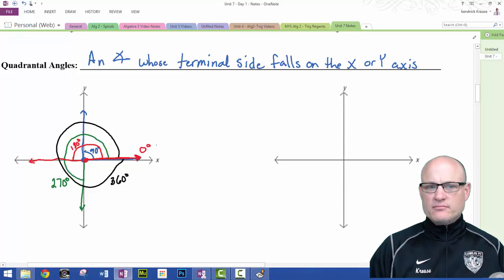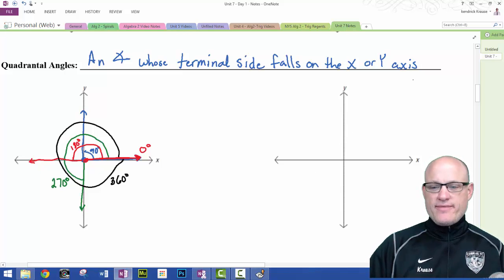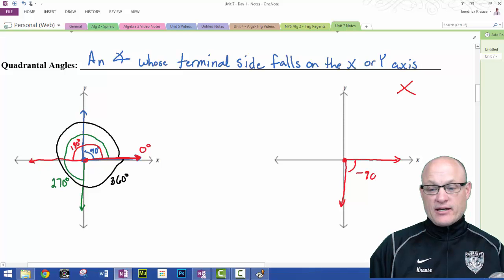And that's it. Oh, wait, hold on a second. That's not it. Just as a quick reminder, I can have an initial side here, and I can go in the opposite direction. So clearly, I could have negative 90 degrees. That could also be a quadrantal angle, or negative 180 degrees, as long as my terminal side ended here. Or negative 270 degrees, and so on and so forth.